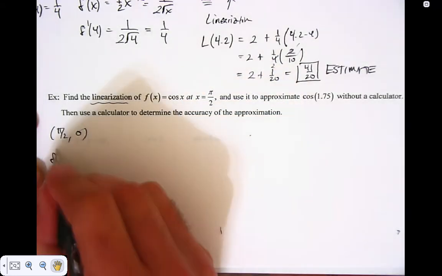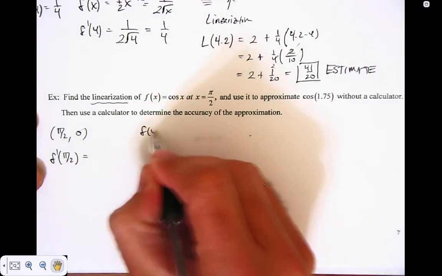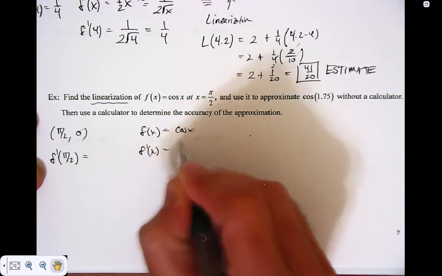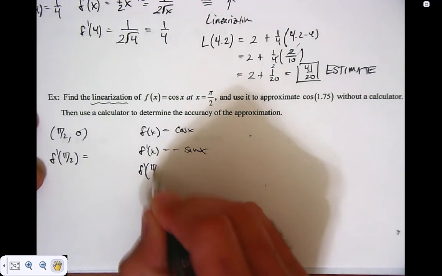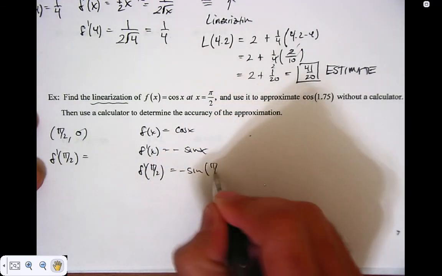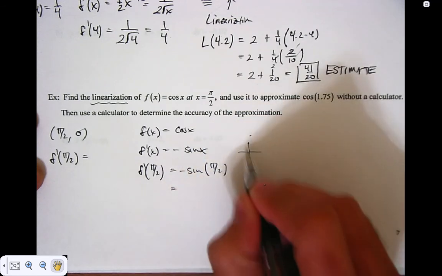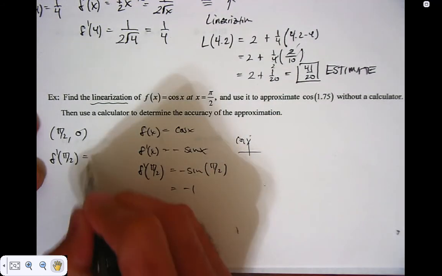We also need f prime at pi over 2. Okay, so we have f of x is given as cosine. F prime of x would be the derivative of cosine, which is negative sine. And f prime at pi over 2 would be negative sine of pi over 2. Well, sine of pi over 2 is, remember, up here, a value of 1. And so negative 1 would be my answer.